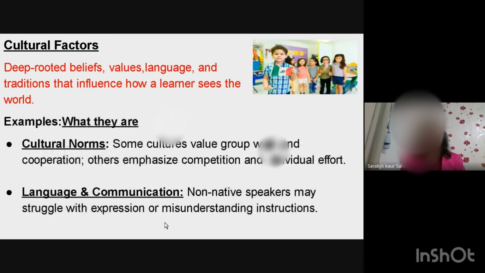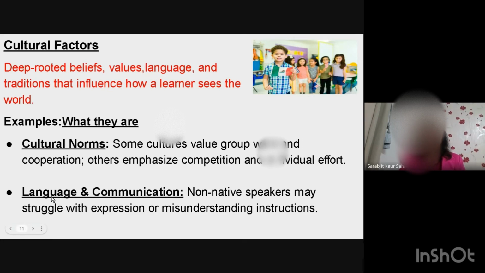Now let us see some of the sub-factors, which can be cultural norms. Some cultures value group work and cooperation. Others emphasize competition and individual effort. Every culture has its own norms, and we are affected by that.